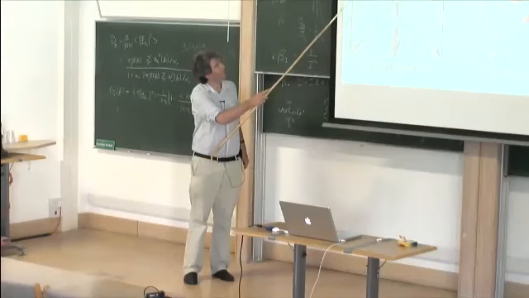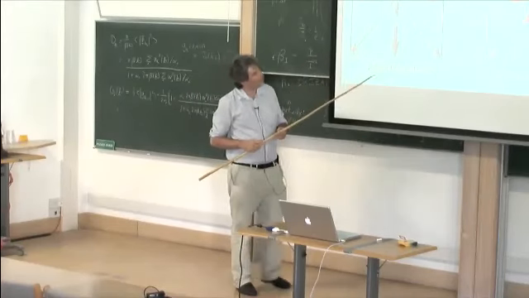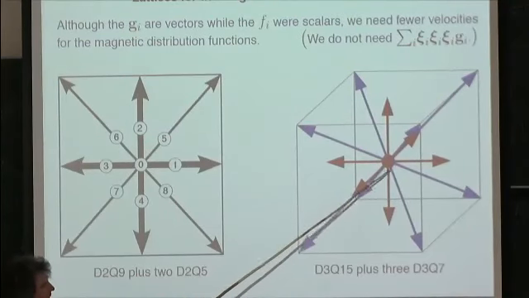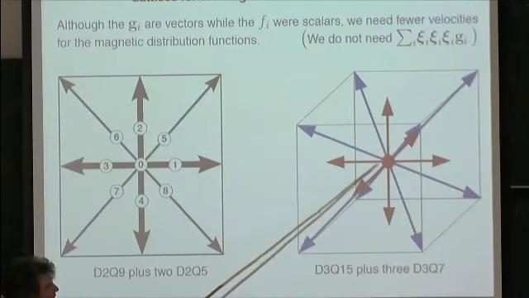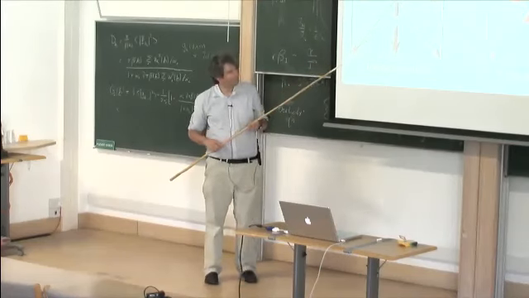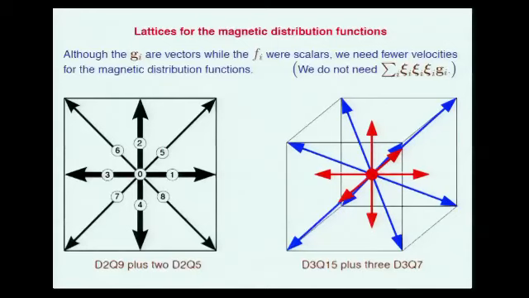So I just keep the particles going along the axes as shown by the thick lines. And in 3D, you might use 15 or 19 for the hydrodynamic part, but you only need 3 copies of the second velocity lattice for the magnetic distribution functions. So you do a count up, you get 9 degrees of freedom for the fluid and 10 for the magnetic field, or 15 for the fluid and 21 for the magnetic field. So it's roughly comparable.